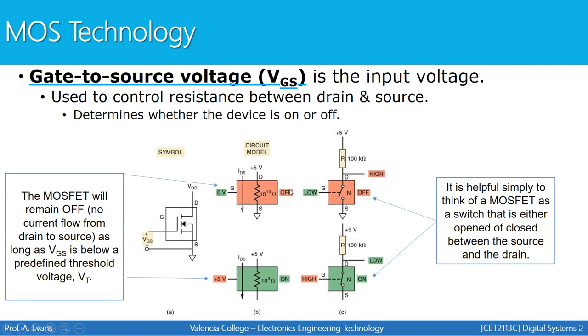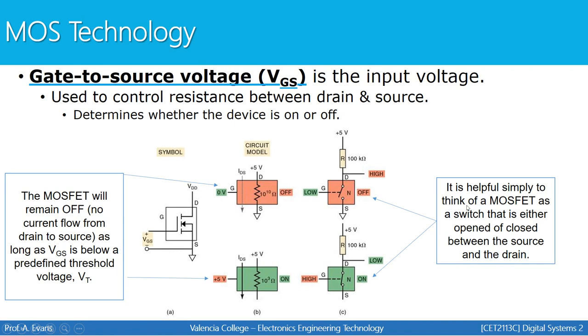But if we were to have a voltage here, a gate to source voltage that causes the switch to close, then we have current flow, and the value of the resistance that you have when current is flowing is approximately 10 to the third ohms. So much less resistance, allowing current to flow.